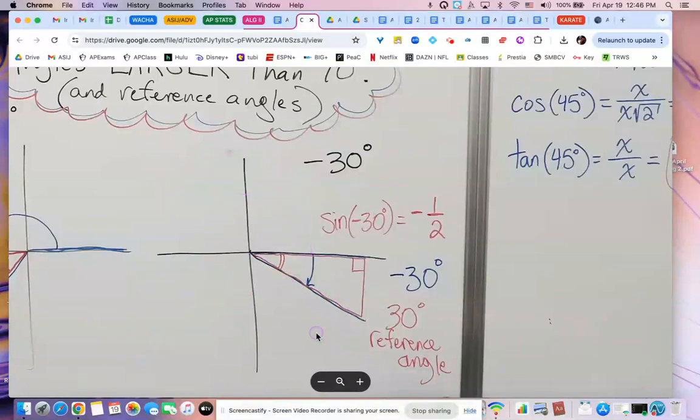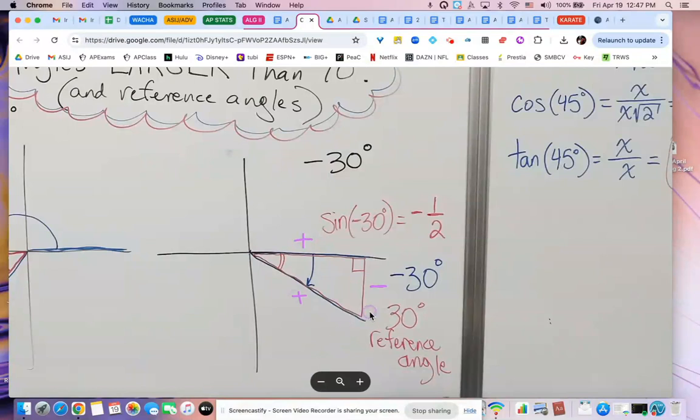But let's look at that whole positive negative thing I was saying. Because of this particular triangle, the base is in the positive direction, and in the y direction it's a negative direction. And we don't really worry about the hypotenuse. The hypotenuse is always positive. So this is always going to be positive.